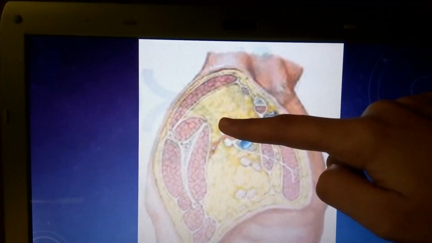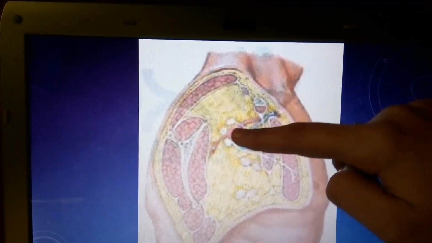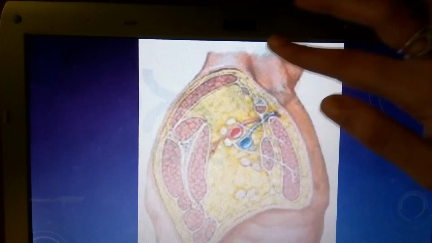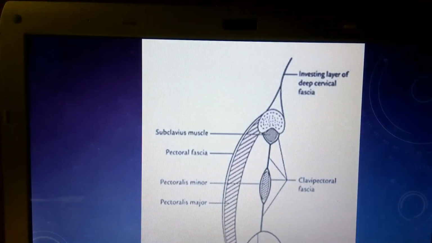Here we have the lymph nodes, the thoracoacromial vessels, the cephalic vein and the lateral pectoral nerve, which are all the contents of this clavipectoral fascia.